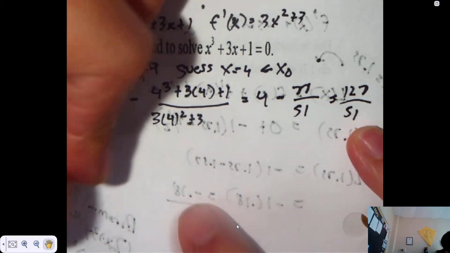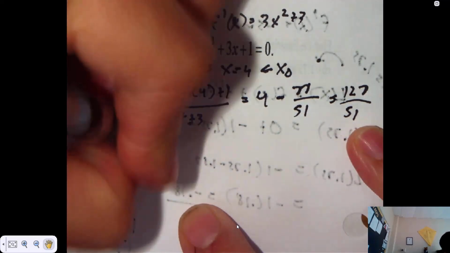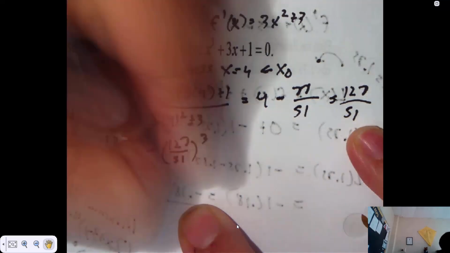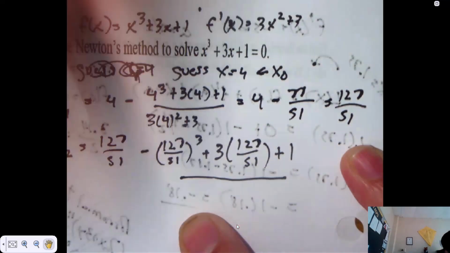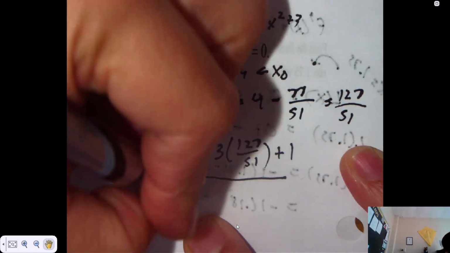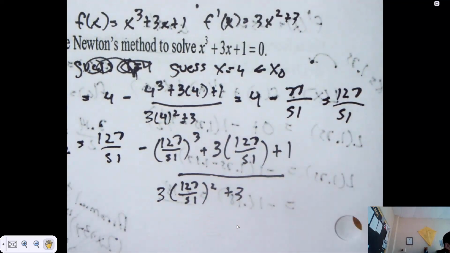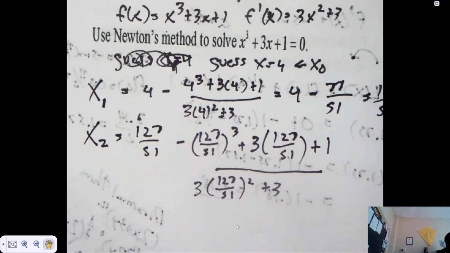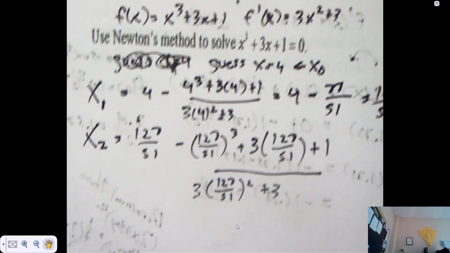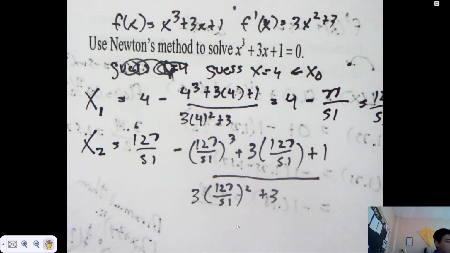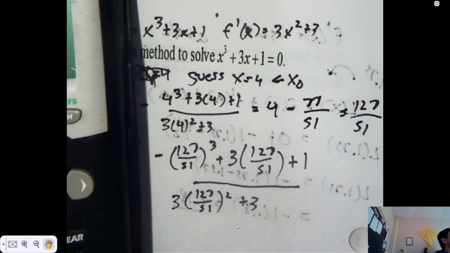The second guess is going to be 127 over 51 minus (127 over 51 cubed plus 3 times 127 over 51 plus 1) sitting over (3 times 127 over 51 squared plus 3). And I'm not going to be able to do that one in my head. You'll see. You hone in on it. What's going to happen is these numbers are going to get closer and closer together. So sadly, because a jerk chose 4, I don't even get to teach this the way it's meant to be done. But you guys are not going to do any of this in your head, are you? No, not a lick of it.